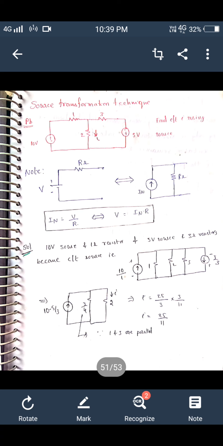The purpose of source transformation technique is the same as mesh and nodal analysis. Here, in any one particular branch we need to find the response like current, voltage, and power. While calculating the response at any one particular branch, we do not have to disturb the network, the branch where we need to find the current. The remaining parts, as per our requirements, we will convert.